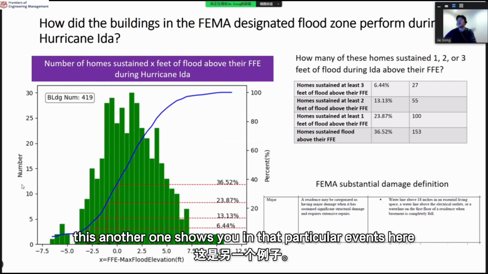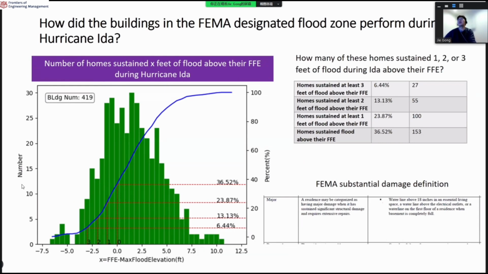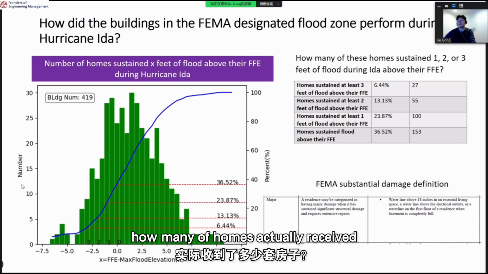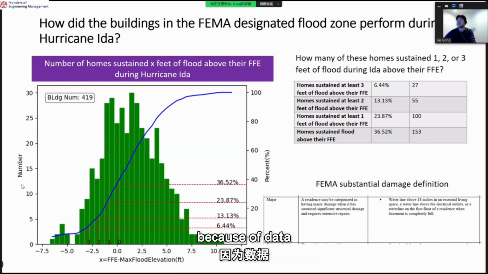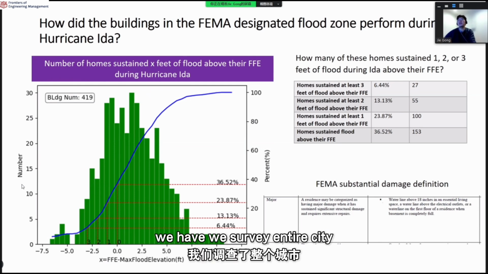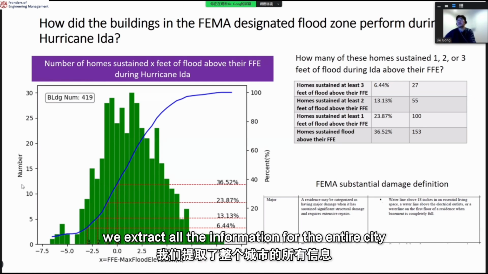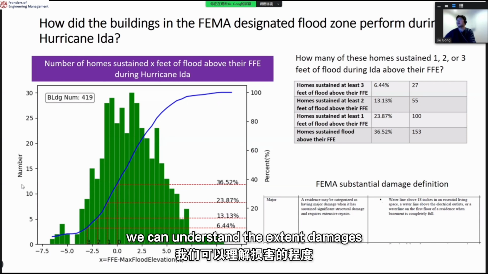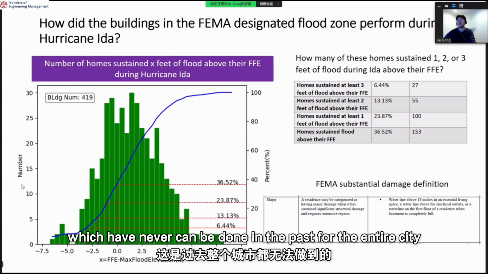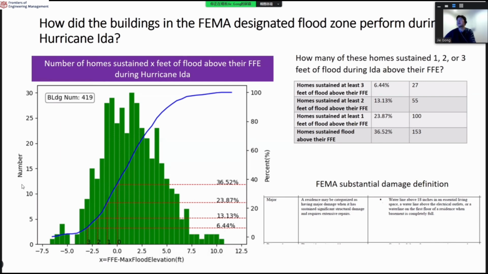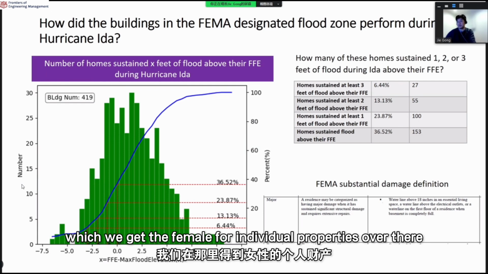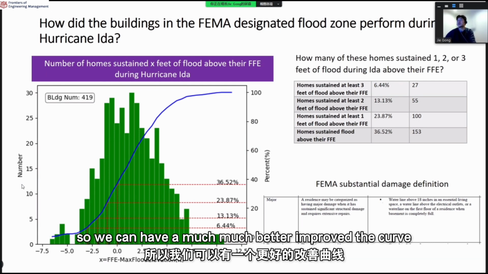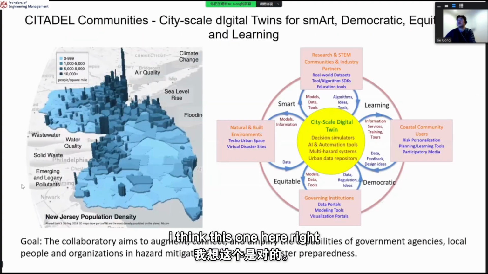This other one shows, in that particular event, how many homes received a certain depth of water above the buildings. Because we surveyed the entire city and extracted all the information for the entire city's building stock, we can understand the extent of damages, which could never be done in the past for an entire city. Then if we have the insurance data, which we get from FEMA for individual properties, we can have a much better improved curve. I think this one here, right?